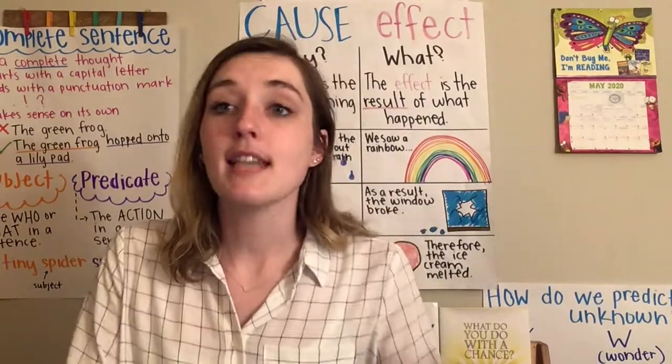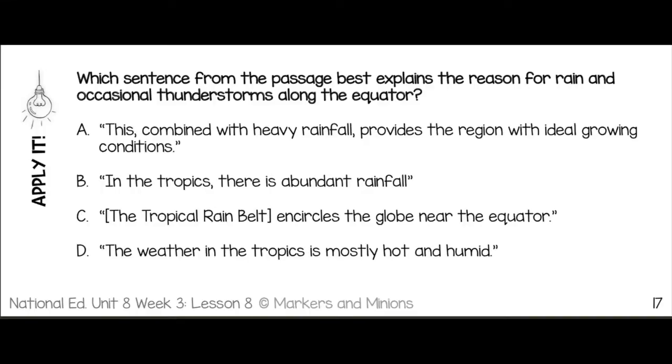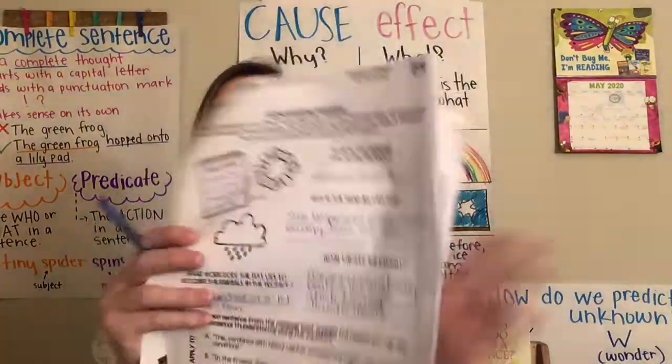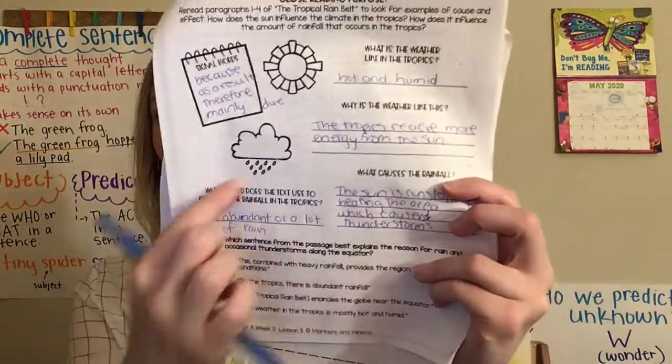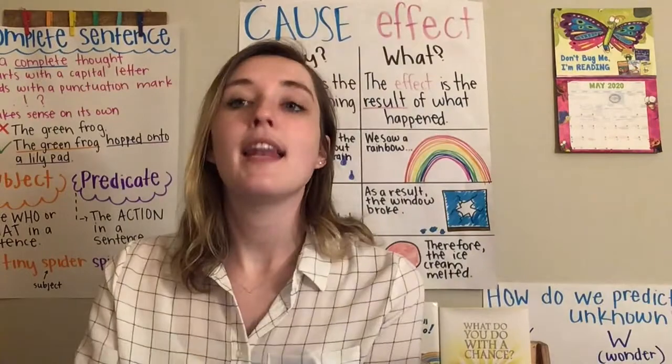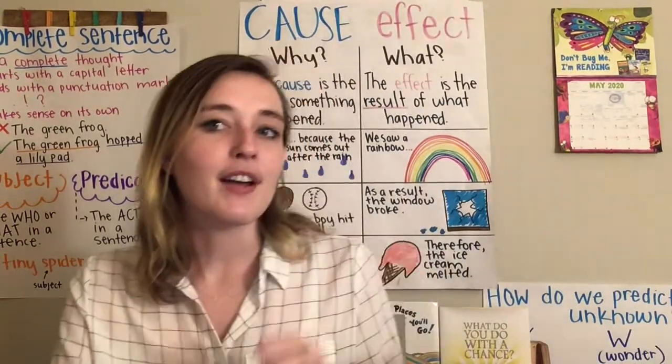All right, let's answer the question on the bottom. It says, which sentence from the passage best explains the reason for rain and occasional thunderstorms along the equator? Okay, so we're getting into this part right here. Why is there rain? So go ahead and answer the question on the bottom and log it into your homeschool log. Go.